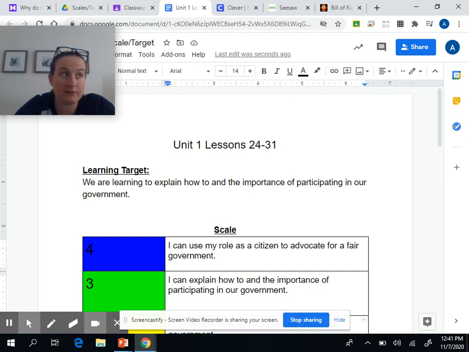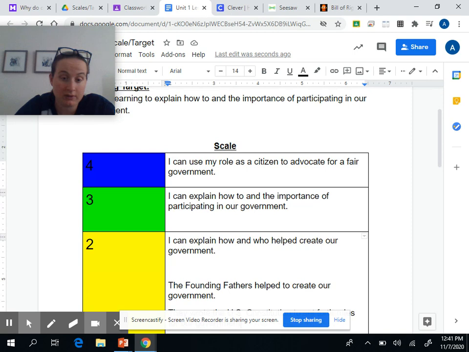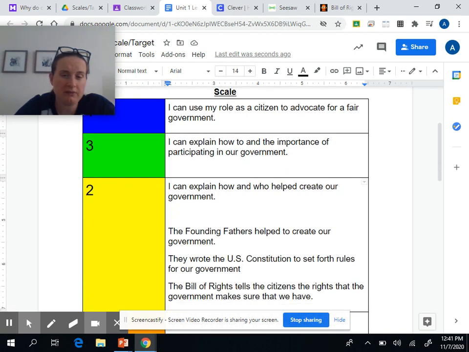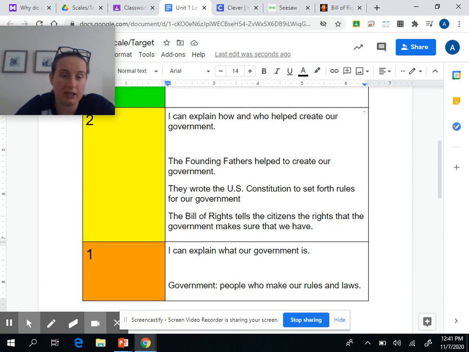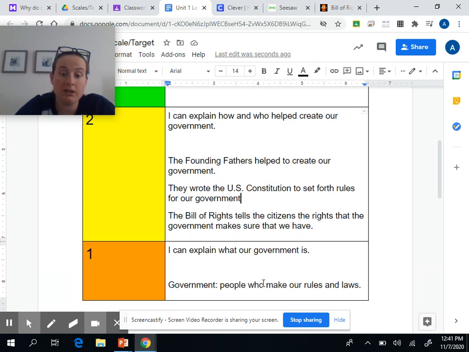Hello, scholars. So we are continuing our work with this target where we're learning how to participate in our government and the importance of it. So how and why. So we're really still working on what the government is, right, and how it was created. So we know that the government are the people who make the rules and laws. The founding fathers helped create the government. They wrote the US Constitution, and then later the Bill of Rights, which just gave us more of an idea to tell citizens the rights that we have, the freedoms that nobody can take away from us because they are our rights.